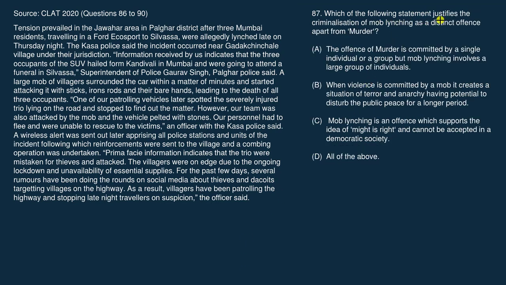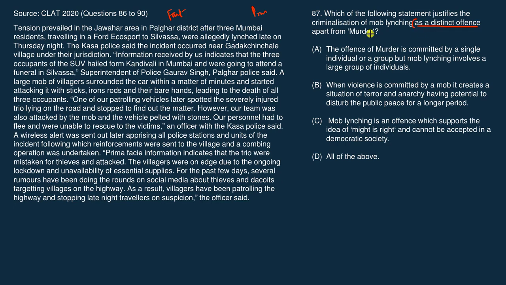Which of the following statements justifies the criminalization of mob lynching again? And now we have got another parameter. So it's all about how we understand the principle. I've given you the fact here. Now let me think about a certain principle that I can apply to the fact. This question has turned the thing around. In the earlier case, we were given a principle and then given facts and asked to look at it. Here we are given facts and then asked to think about a principle. What is the principle here?